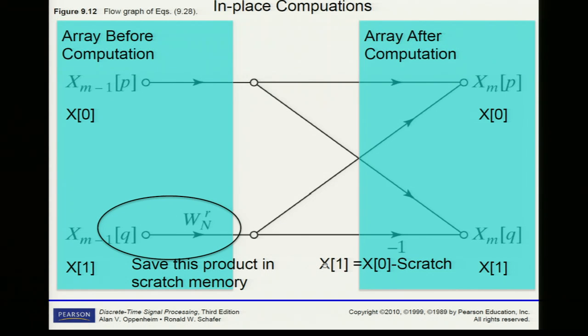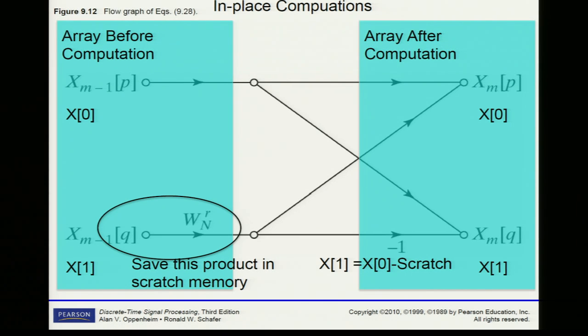Then we go to the next step, which is we overwrite it with x0, which is this value here, minus what's in scratch. And scratch was the original value of x1 times the complex weight. So we're just trying to follow the formula on the screen, in terms of the flow graph. So I hope it's x0. It comes down here, and this is x1 times the complex weight minus 1, which is this formula right here.